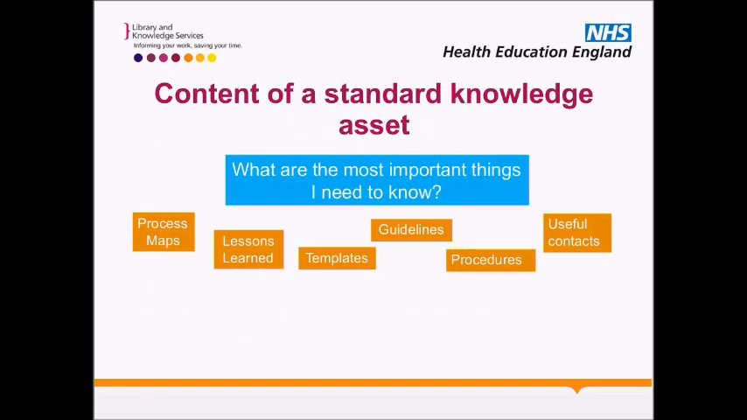So we've said that to build a knowledge asset, the content must really start with the question, what are the most important things that I need to know? And we've said that it will often include a lot of very explicit, information-type knowledge, so the things we've already talked about.